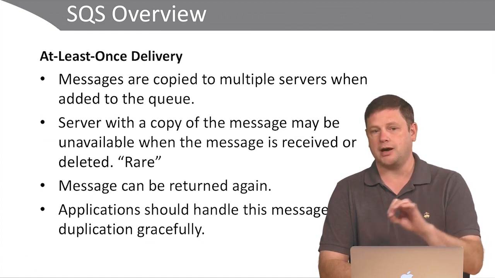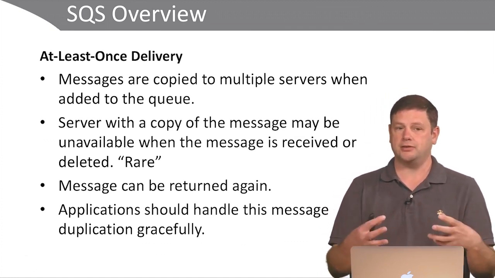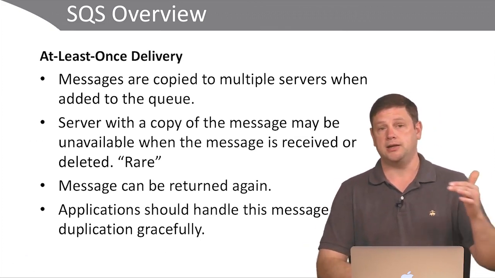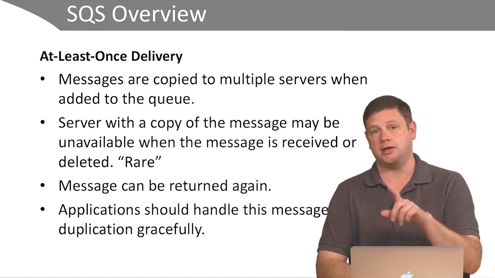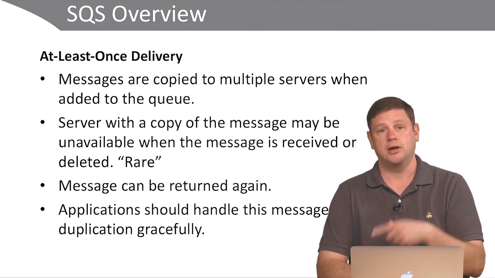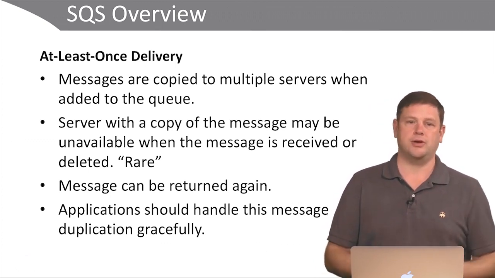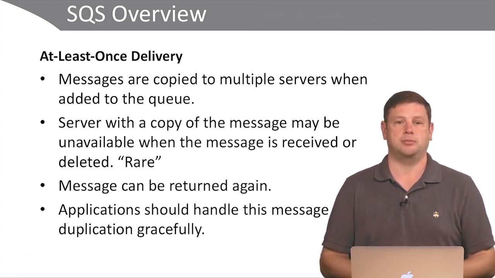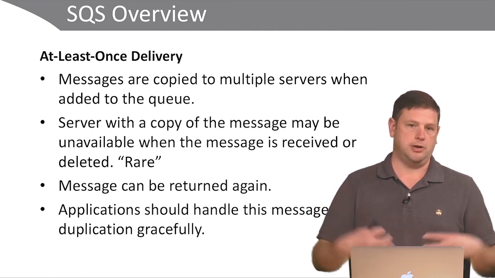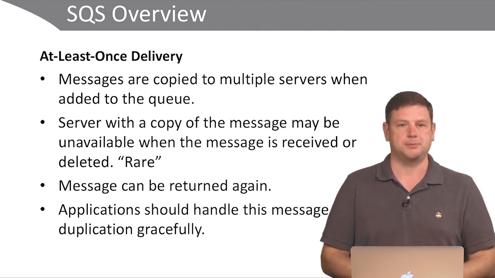So at least once delivery, these next 3 bullets apply to this. A server with a copy of the message may be unavailable when the message is received. Received here doesn't mean received into the queue. It means pulled from the queue. And in the event that that request is made and then another request is made, it's possible for that message to be sent out twice, but it's guaranteed to be sent at least once. Now, I shouldn't use the word sent here. It's retrieved. So a consumer of this data needs to go to SQS and say, hey, give me a message. It'll pull it down, process it, delete it, and then the next message will be pulled out.